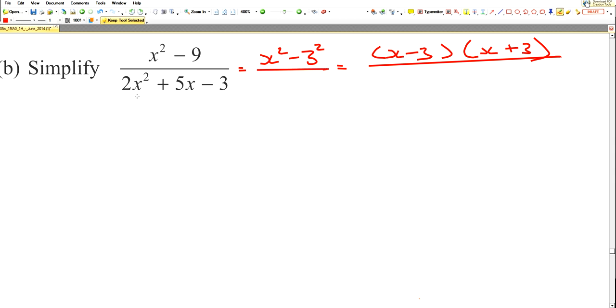That is a very special way that this kind of difference of two squares factorizes. Now the bottom part here, we are looking for two numbers that multiply to give you minus 3. Let's have a look. The factors of minus 3 are minus 1 times 3, or plus 1 times minus 3.